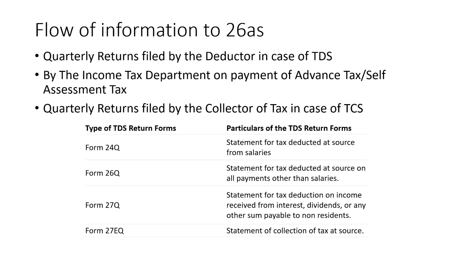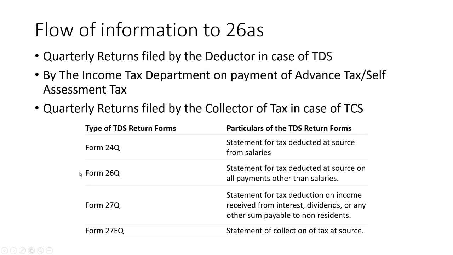How is the information going to 26AS from different parts? When quarterly returns are filed by the deductor, the TDS information will flow to the income tax department. On payment of advance tax, when advance tax is received, the department will give the information. Quarterly returns are filed by the deductor and collector of tax. For example, on filing of the quarterly return form 24Q, the information will appear in 26AS.